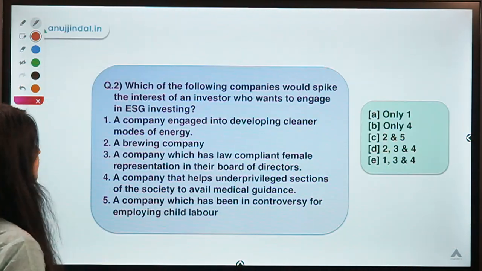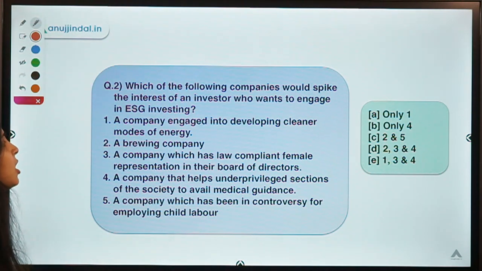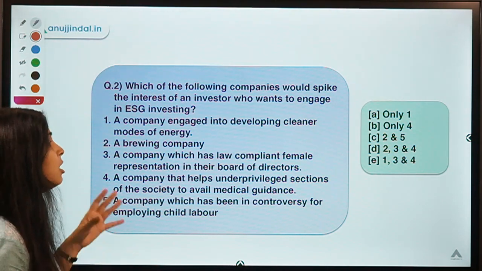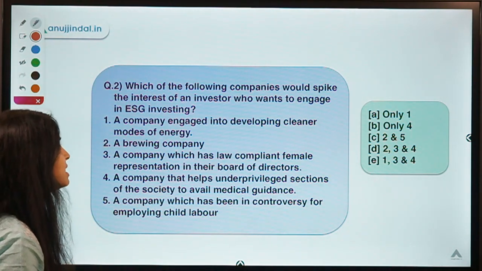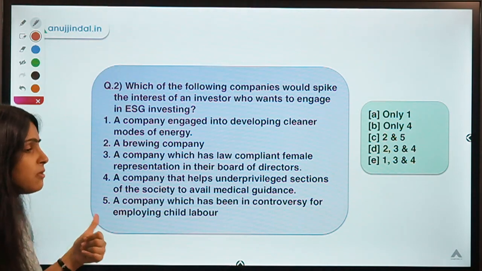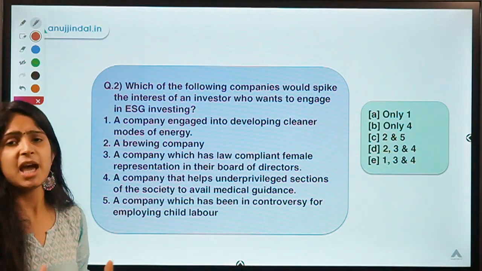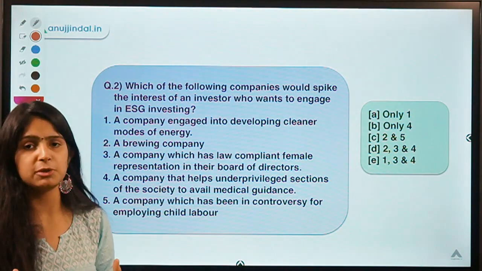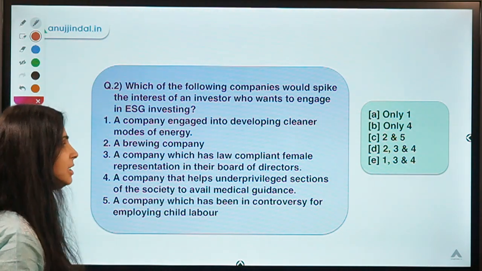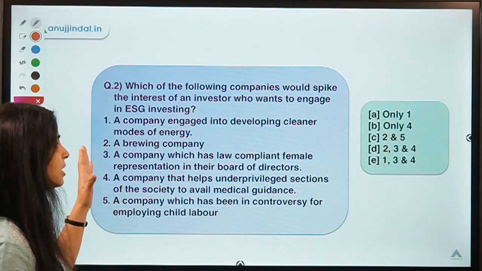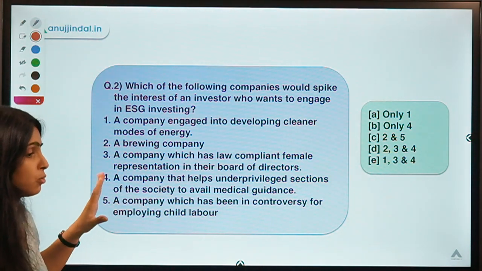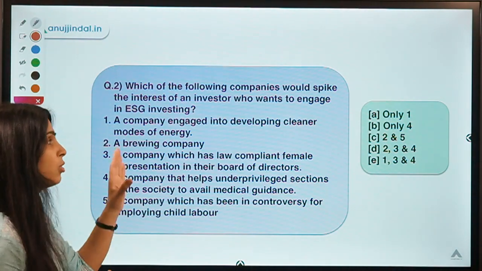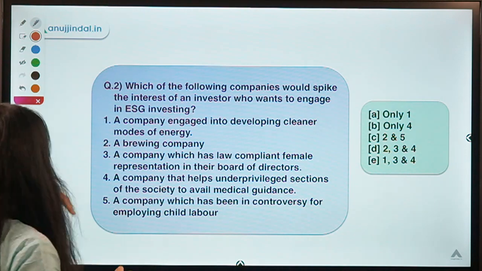Moving ahead. Okay, here is your second question for today, which says: which of the following companies would spike the interest of an investor who wants to engage in ESG investing? This is a term which is getting very popular nowadays, and it was asked by one of you in the comments. That person wanted me to take up ESG bonds, right? So you have to tell which of the following companies are going to attract an investor who wants to get into ESG investing.